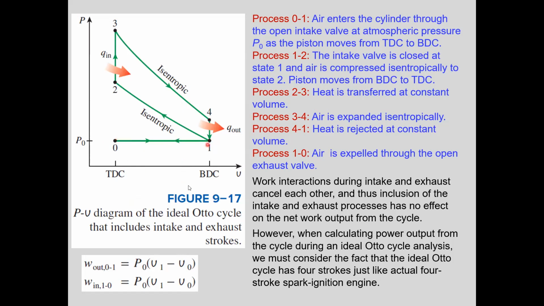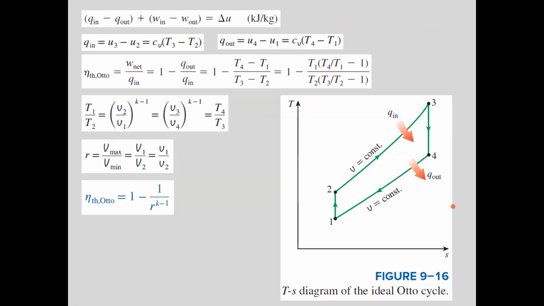The work output during 0 to 1, the intake process, and the work input during 1 to 0, the exhaust process, are equal to each other, so they cancel each other. As a result, the intake and exhaust processes have no effect on the cycle operation. Okay, good.